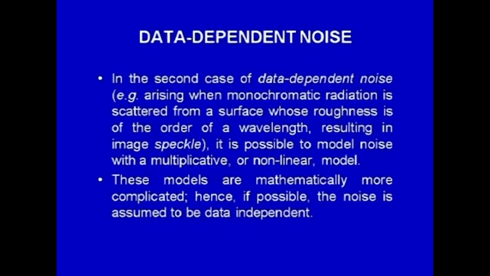Then we come to the next category, and that is data dependent noise. In the second case of data dependent noise, it arises from monochromatic radiation scattered from a surface whose roughness is of the order of a wavelength, resulting in image speckle. It is possible to model noise with a multiplicative or a non-linear model. These models are mathematically more complicated, hence, if possible, the noise is assumed to be data independent.